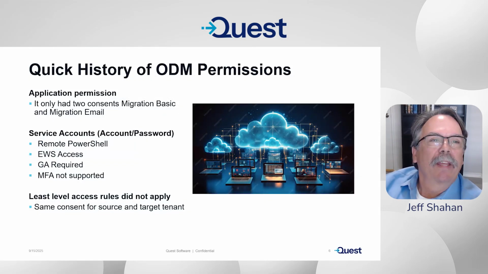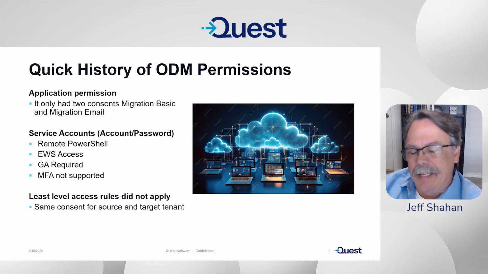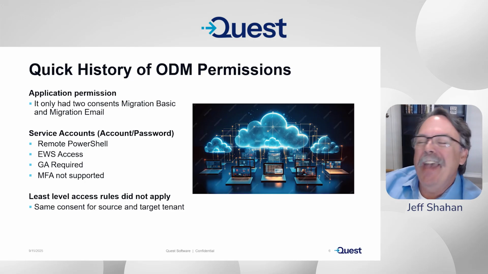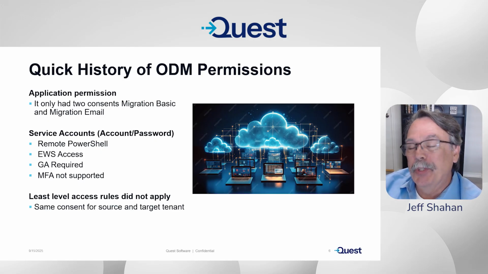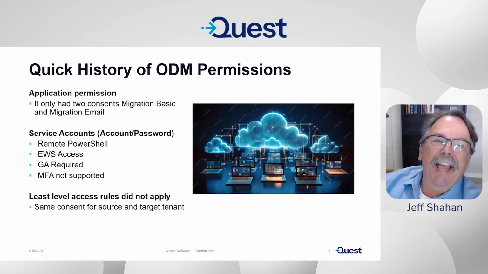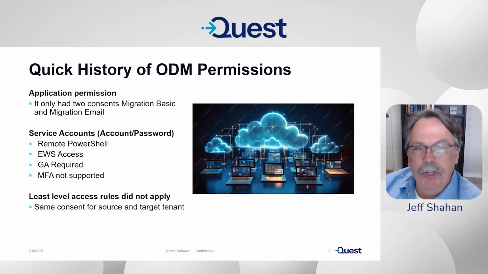For a quick history, initially we had only two consents. When we first released it, we had two consents, one that handled mail and one that handled SharePoint and the Azure directory itself. We also required a service account and password for both the source and target platforms in order to do PowerShell remote access, EWS access. We had to have a GA account for these, and MFA was not supported. So we didn't get a lot of pushback back then, but today it would be incredible if we did. Least level access rules didn't apply.